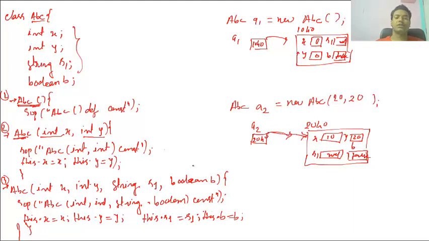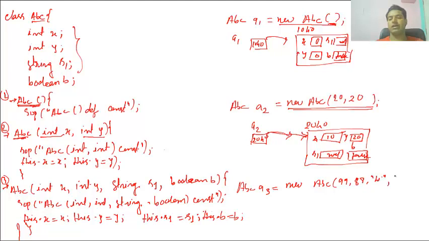Now, the first one, when you created the first object by using the default constructor, the state of the object gets default values because you are not supplying any values for the instance variables. Now if I use the second constructor, here I am supplying 2 values, 10 and 20, for X and Y. So X and Y get initialized, but S1 and B remain default. If I use the third constructor, say ABC A3 is new ABC of, say, 9988, hi, and true.